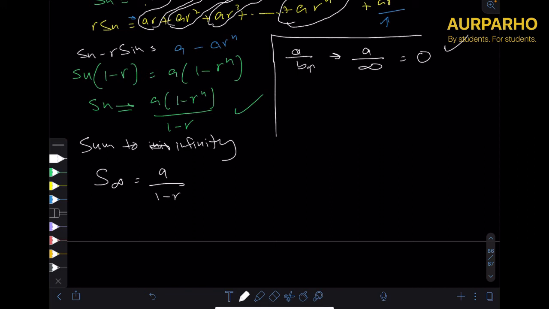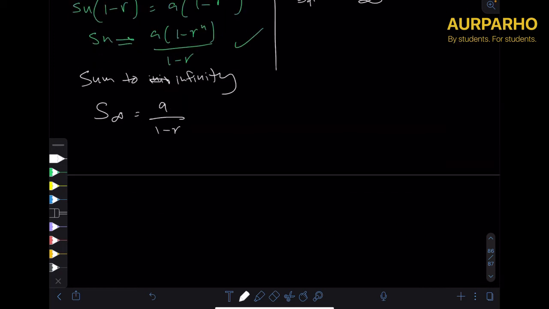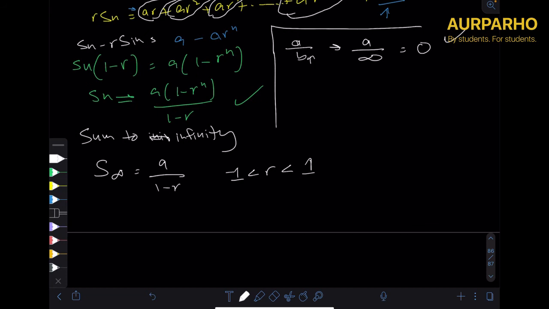So, what sum to infinity basically means is that for that certain geometric progression, what is the sum that the series will approach? And in order for anything to have a sum to infinity, its common ratio r must be between -1 and 1. Right? The importance of r being between -1 and 1 is that whenever you're multiplying by r, the magnitude of your next term keeps on decreasing, right?